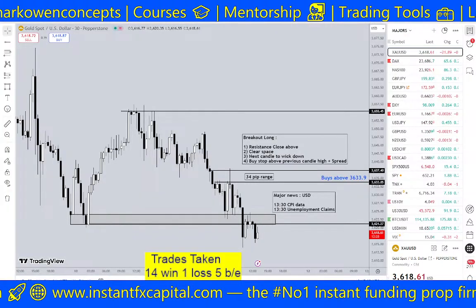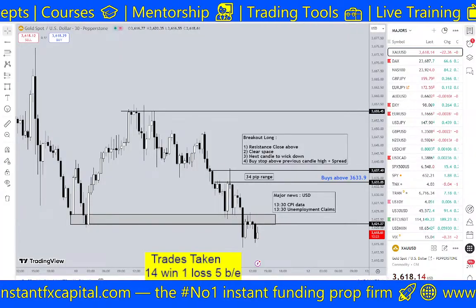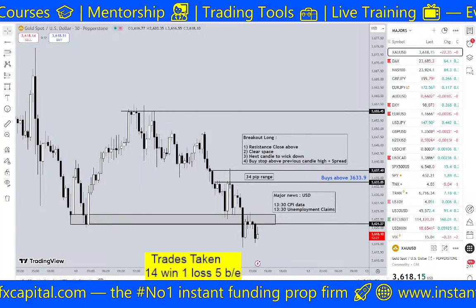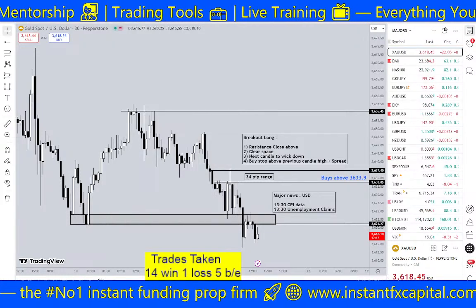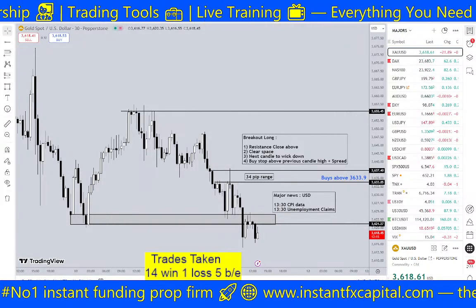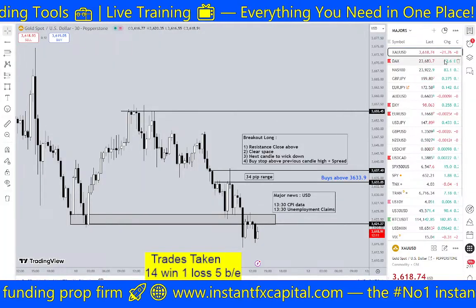If we can just drop, brilliant. I'll take the sell right now ahead of the news. But on the news, if we get a spike up, brilliant, I'll be looking for sells. If it just drops, depending how far it drops, I might just ignore any potential setups.